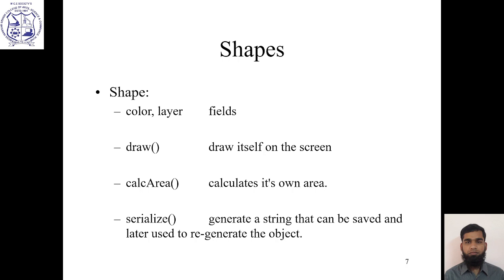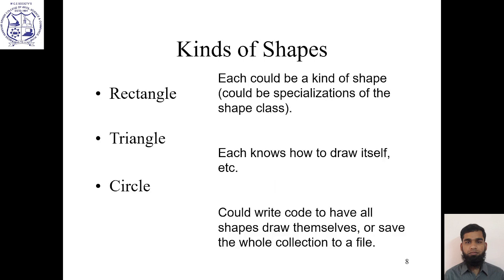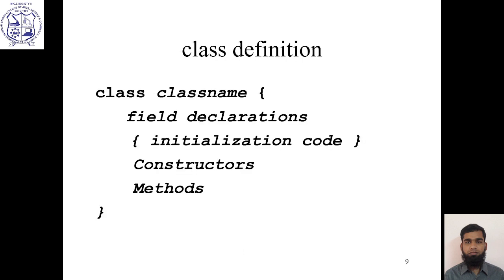A shape class has color and layer as fields. Draw is a method. Calculate area and serialize are also methods. Serialize generates a string that can be saved and later used to regenerate the object. Kinds of shapes: rectangle, triangle, and circle are different kinds of shape. So we can create different classes for the rectangle, triangle, and circle. Whatever attributes a rectangle, triangle, or circle needs, we add to that specific class.